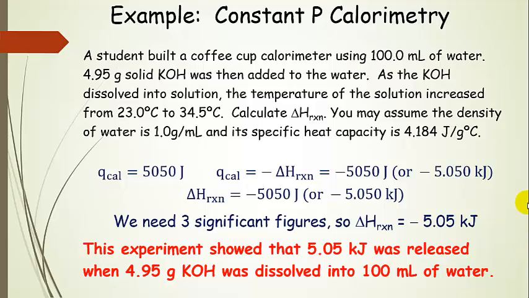Now that heat absorbed is exactly equal to the heat released by the reaction if we assume that no heat was lost to the surroundings. So opposite sign, same magnitude. The heat of the reaction was negative 5,050 joules, so that was the amount of heat released. So the delta H of the reaction was negative 5,050, or 5.05 kilojoules. Now we only need 3 sig figs, so let's round the kilojoules to 5.05 kilojoules for delta H reaction. Now, this experiment showed us that 5.05 kilojoules was released when 4.95 grams of potassium hydroxide was dissolved into 100 milliliters of water.